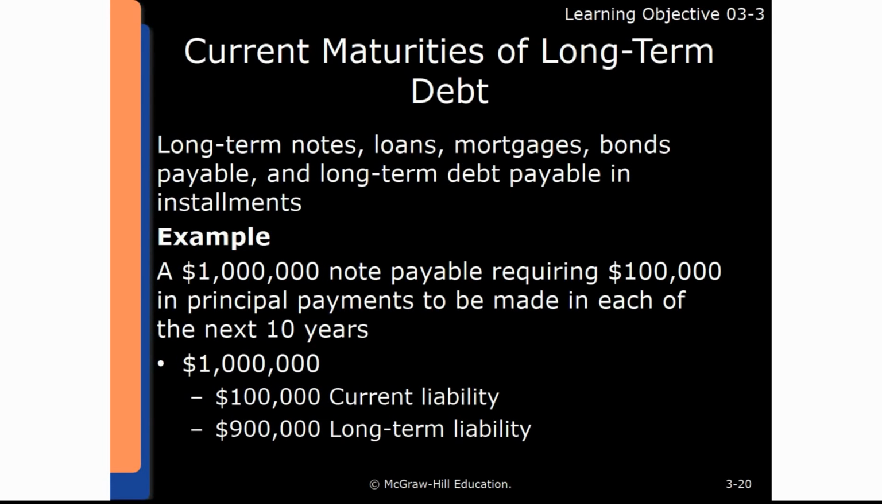Current maturities of long-term debt. While the long-term debt may have been classified on the balance sheet as a long-term liability last period, now that it's due within a year, we would move it up on the balance sheet as a current liability. So we'll have a portion that's due within a year listed as current, in this case 100,000 of the million, and then the long-term liability of 900,000 is not due within a year, and therefore we'd list it as a long-term liability.